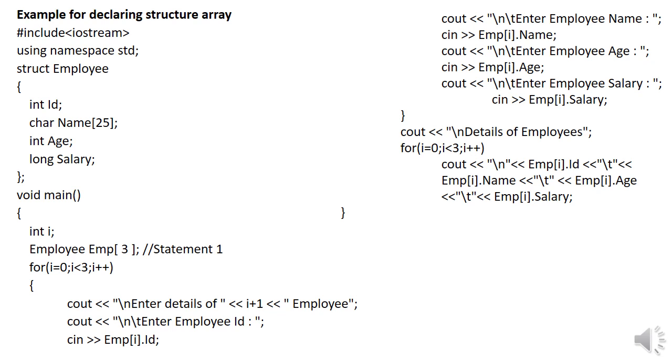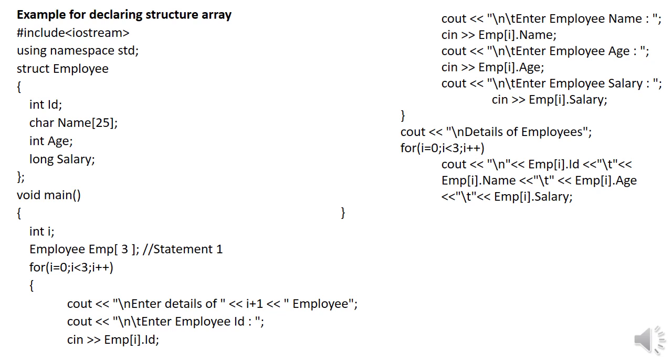Then we will display the details of employees by using the for loop. So we are displaying the details of employees by using each object. That is, initially the first object emp0 is used to display the details of the first employee. So the syntax is for I equals 0, I less than 3. So initially I value is 0, that is for the first object. 0 less than 3, it is true.